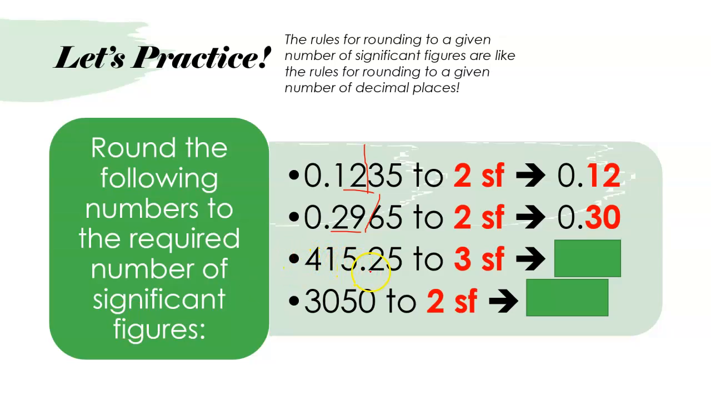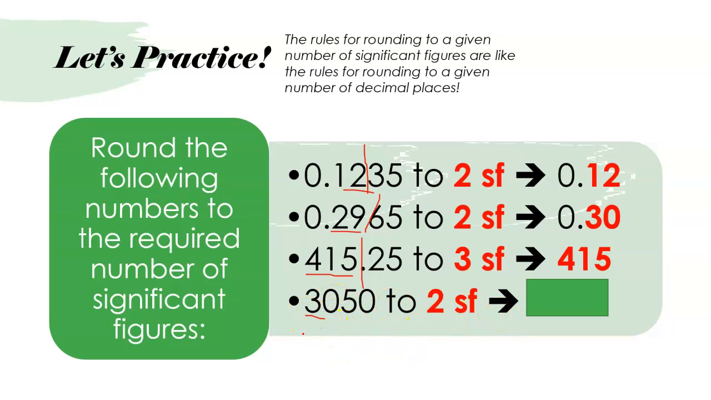Next one, 415.225, and I want to round it to 3 significant figures this time. So here's my 3, here's my cutoff, look at the number to the right, not significant, or not below 5, my bad. So that means I'm just rounding to 415. That's 3 significant figures. This one, 3,050 to 2 significant figures.